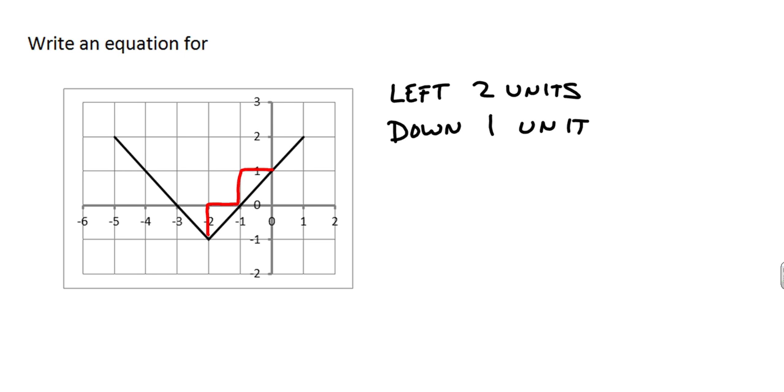And so we need to take our basic absolute value of x and do a translation left 2 units and down 1 unit. So x plus 2 inside the absolute value modifies the input, and that would shift us left 2 units. And then a subtract 1 would shift the function down 1 unit. And then we can verify this in a graphing utility.